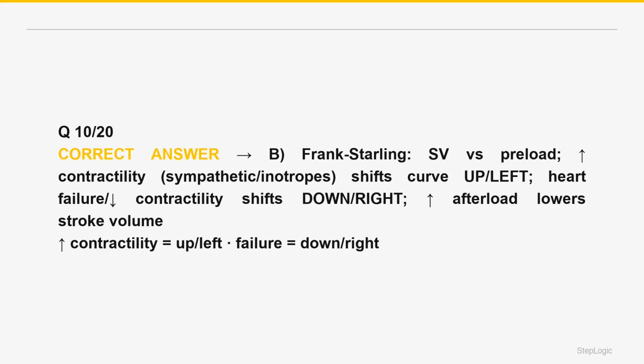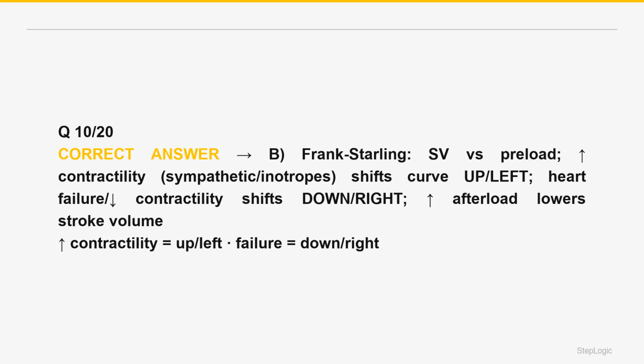Increased contractility, from sympathetic stimulation, catecholamines, or inotropes like digoxin, shifts the curve up and to the left: more stroke volume for any given preload. Decreased contractility, as in systolic heart failure or with beta blockers acutely, shifts the curve down and to the right. The heart generates less stroke volume for a given preload, so it operates at higher filling pressures, producing congestion and pulmonary edema.